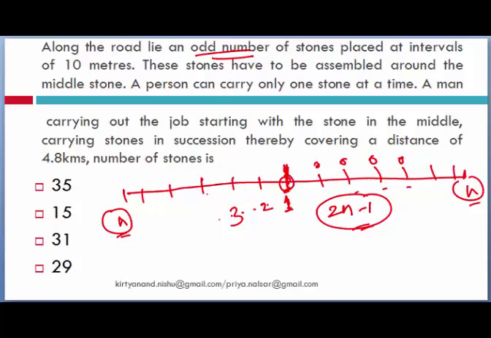Did you see how? The number of stones from here to here is n. Again from here to here is n. So total number is 2n. Now since we are counting this stone twice, so we'll subtract 1 and it becomes 2n minus 1. So ultimately we have to find n.